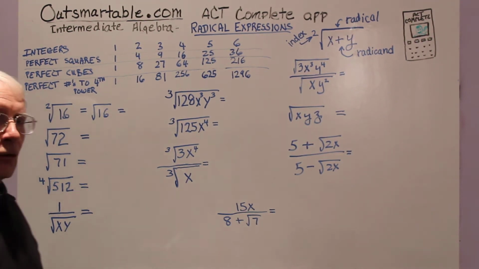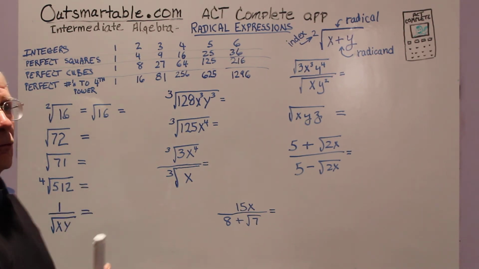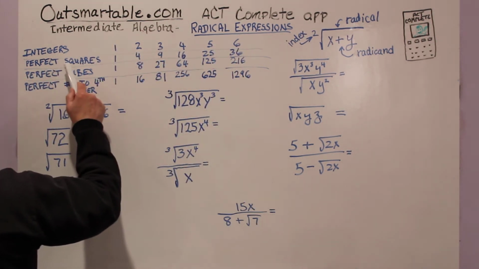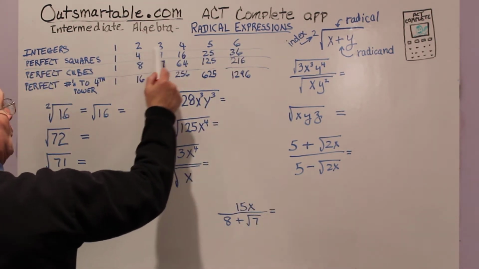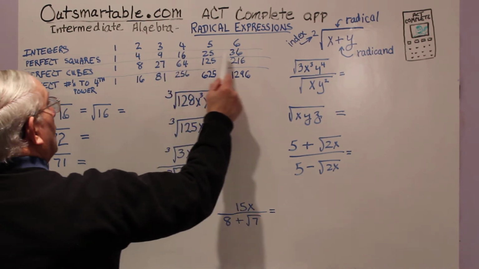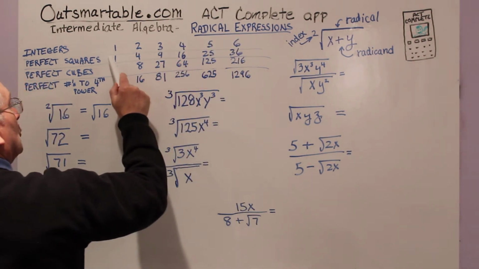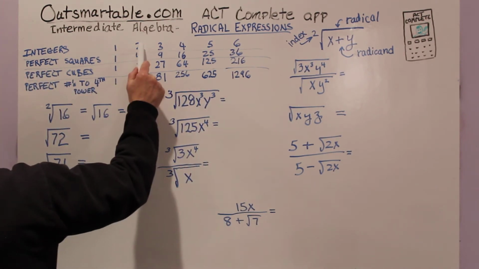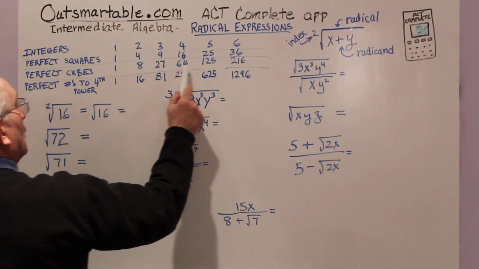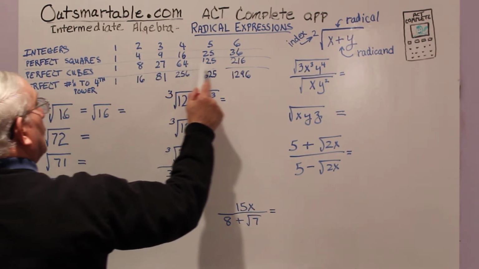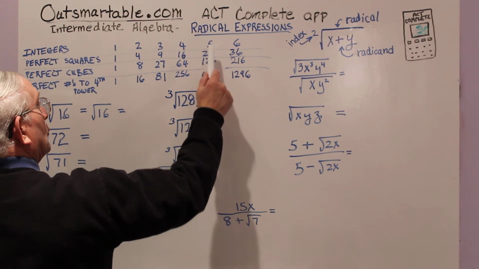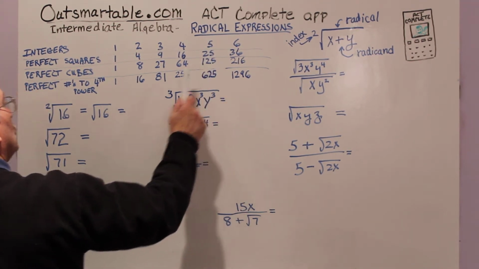Let's talk about perfect squares, perfect cubes, perfect fourth roots, things like that. Here's a set of 6 integers. The square of those integers is in the next row. 3 squared is 9, 6 squared is 36. So we say these numbers that are the result of squaring an integer are perfect squares. When we cube these numbers, in other words, raise them to the third power, we get these values. So we call these values perfect cubes. 125 is equal to 5 times 5 times 5, or 5 cubed. So we say 125 is a perfect cube, and so on.